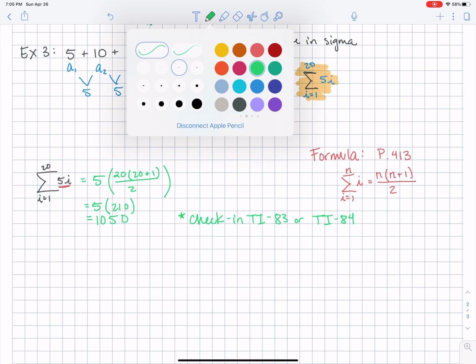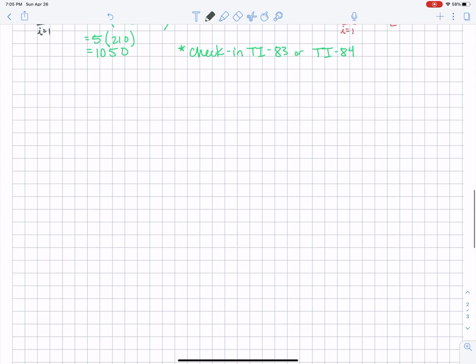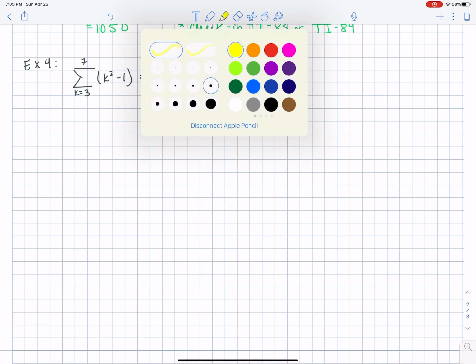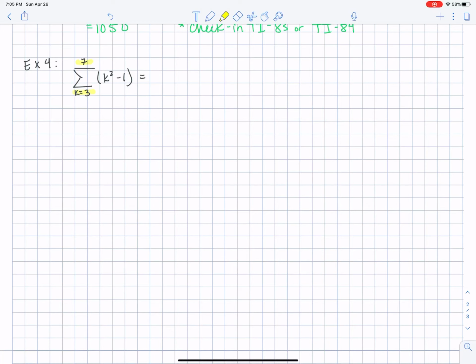Okay, let's do one more example for you. So we are on example 4. Feel free to pause this one if you want to try it on your own. I'm going to end at 7, but I'm starting at the third term, and my rule is k squared minus 1. Now, this one takes a little bit of work, but I find that the easiest way to do this is, because you're only going from your third term to your 7th term, I'm just going to write this out.